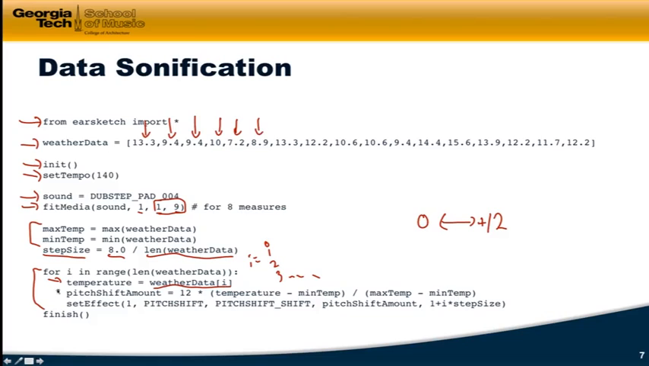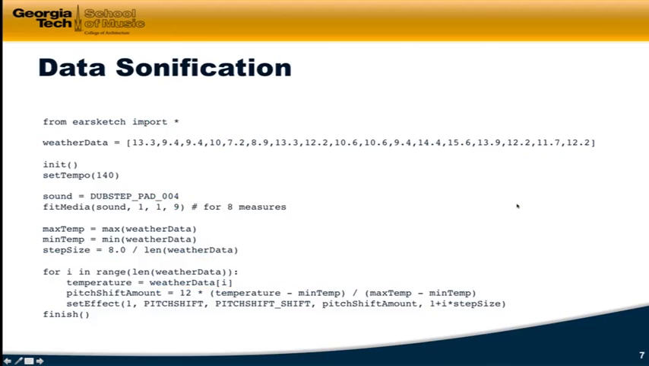And then I calculate how much I need to shift the pitch by. So I know I want a number somewhere between 0 and 12. And so I'm going to get a number between 0 and 1, actually, to start. And then I'm going to multiply it by 12 to get it to that range. And so to get that number between 0 and 1, I look at my temperature minus the minimum temp. So how much are we above the minimum? And divide that by the entire range.